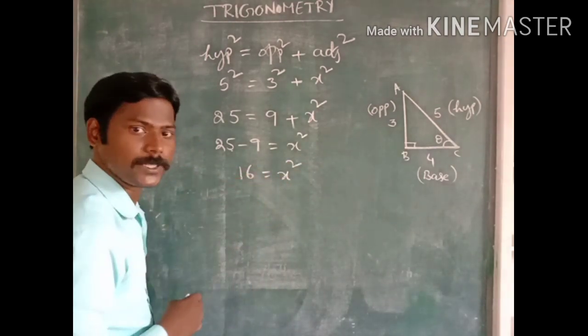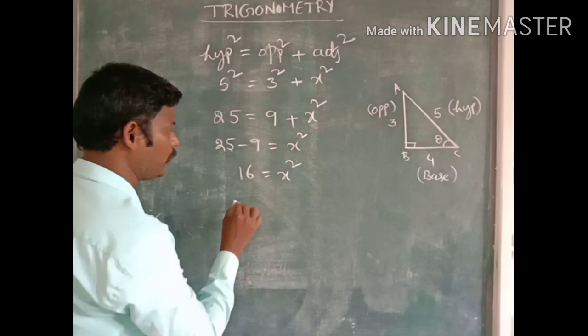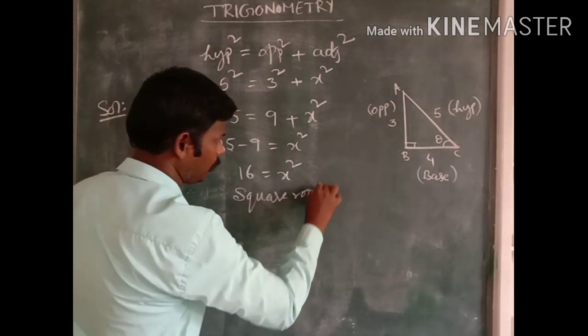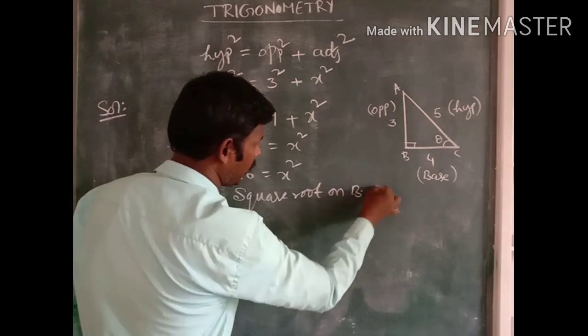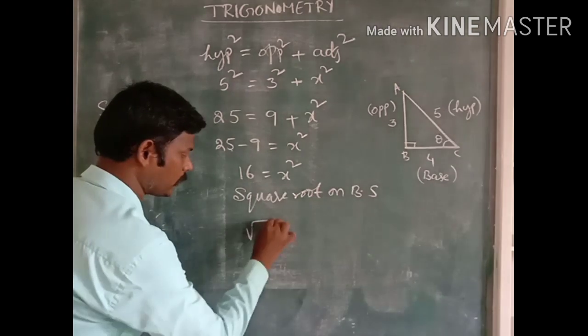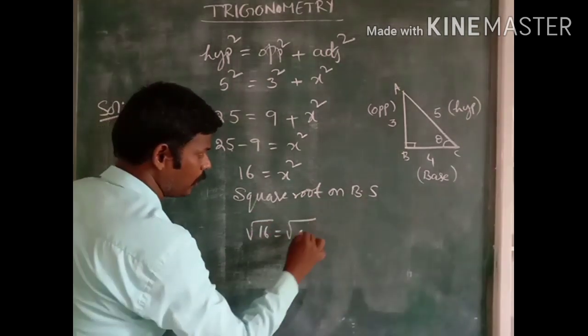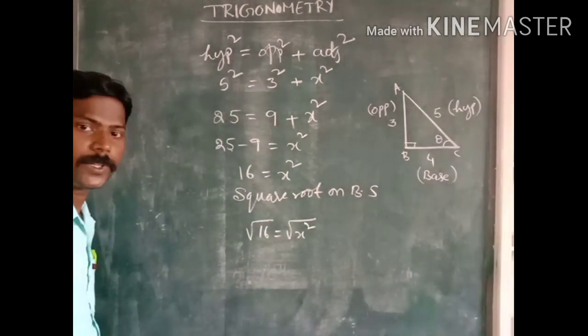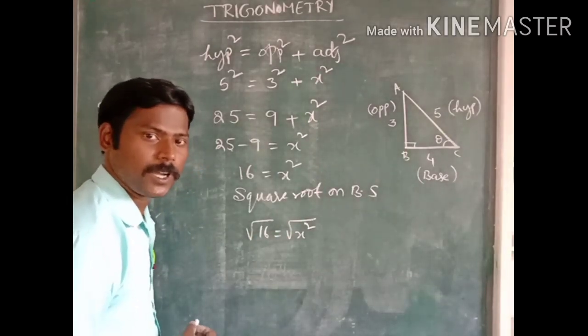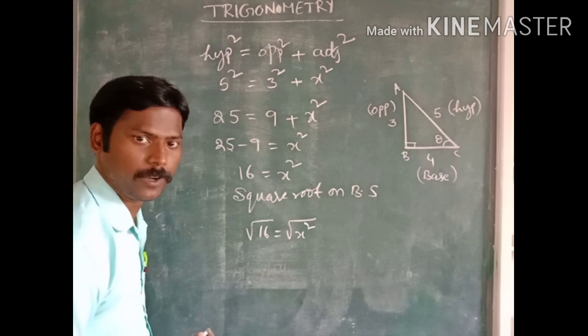Now we want the x value. So I will take the square root on both sides. So root 16 is equal to root x square. We already learned how to simplify squares and square roots. I think everyone knows. Okay, very good.